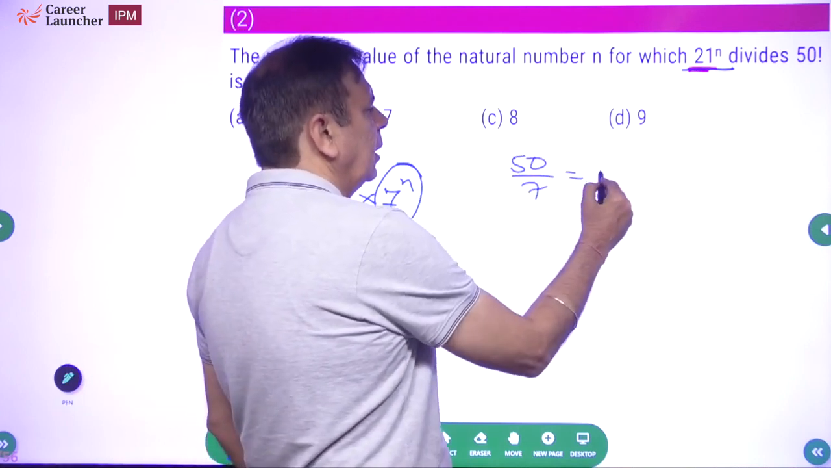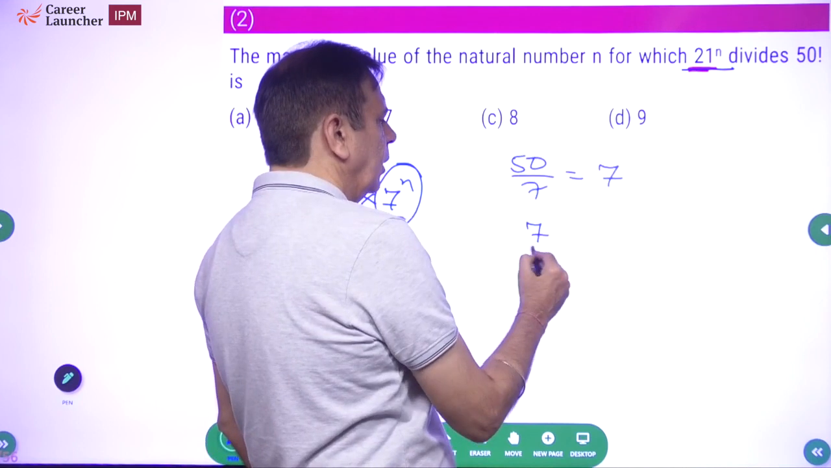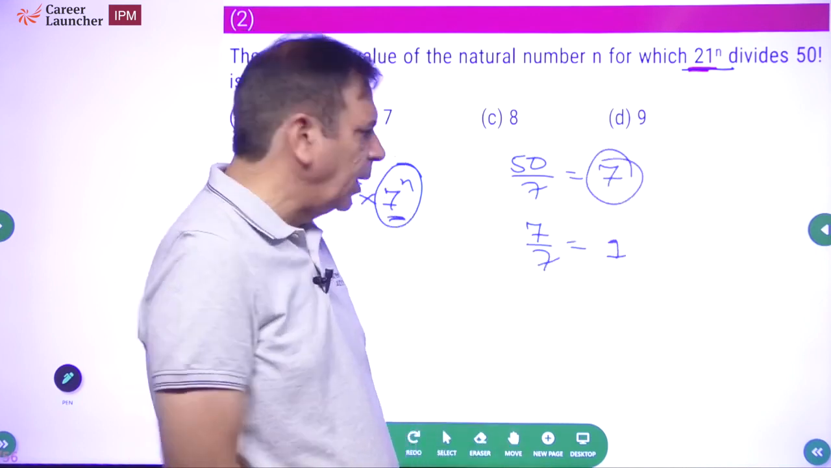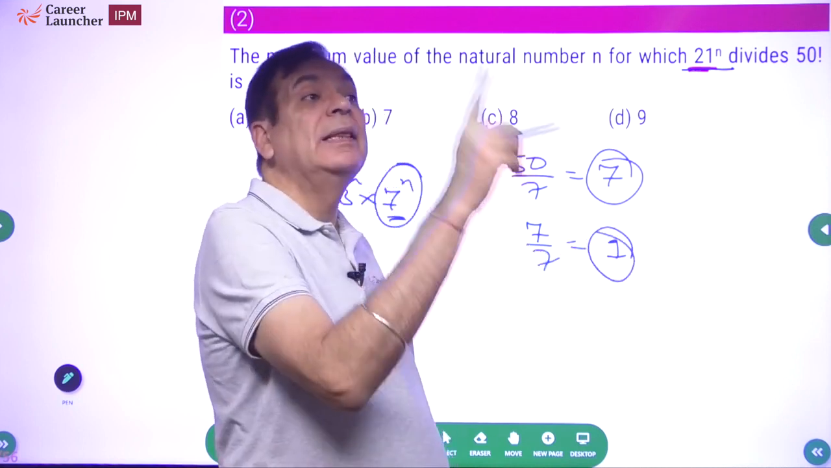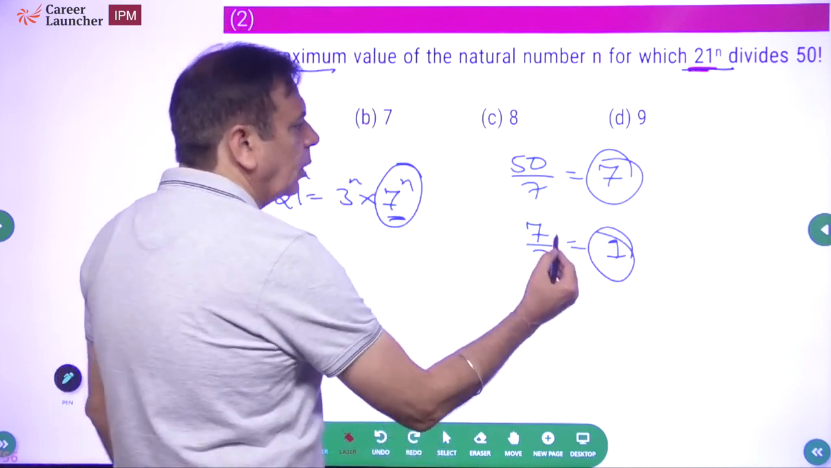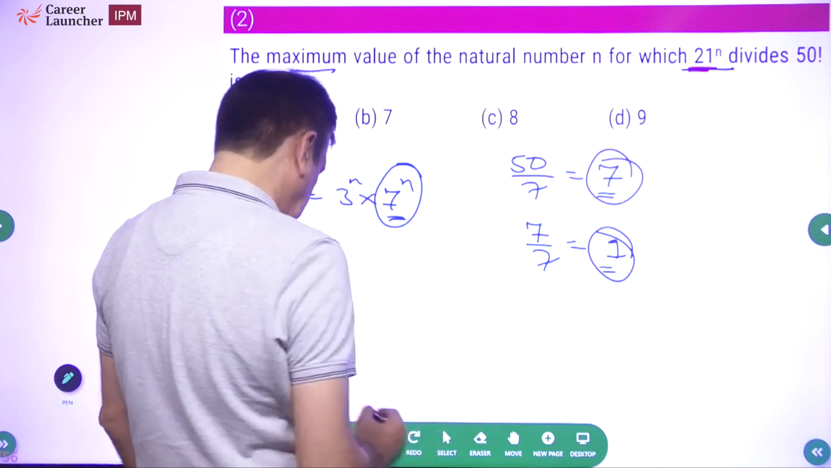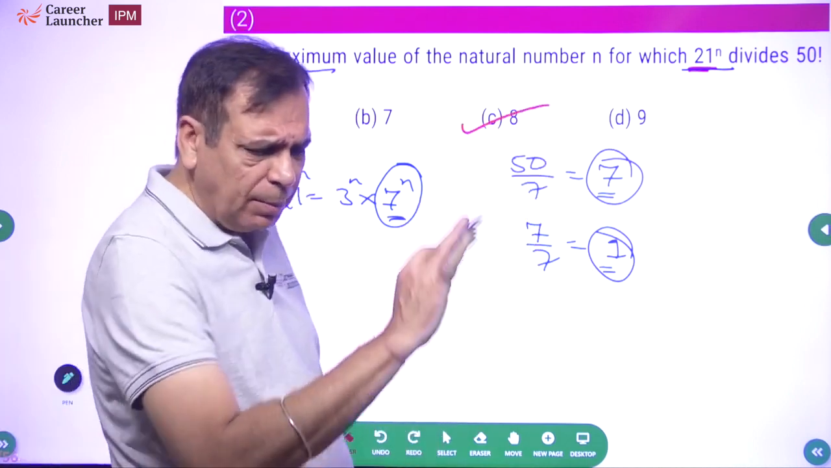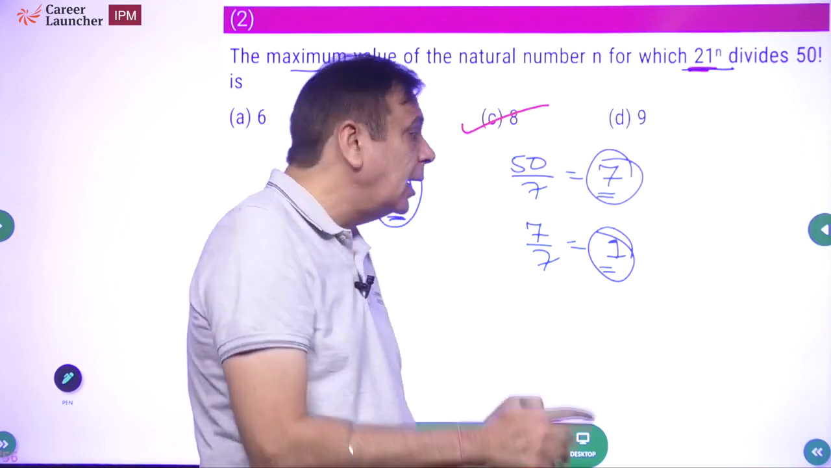50 by 7 is equal to 7. 7 by 7 equal to 1. That means 7 multiples of 7 and 1 multiple of 49, so that has to be added once. So what is the answer? 7 plus 1, 8. Okay. This is not a jugaad, this is a regular question. But it is an easy question which had to be attempted in the paper.